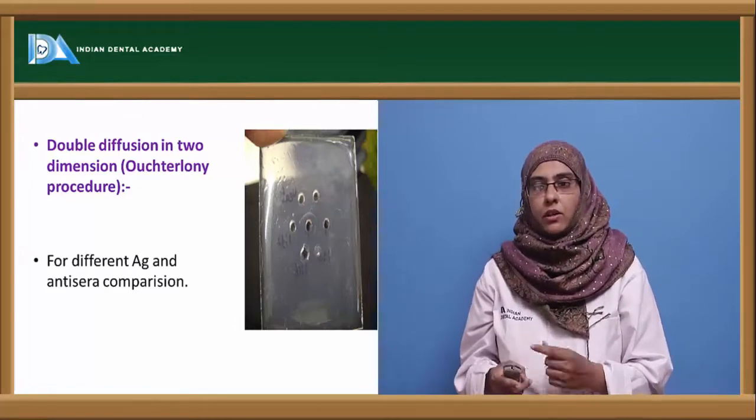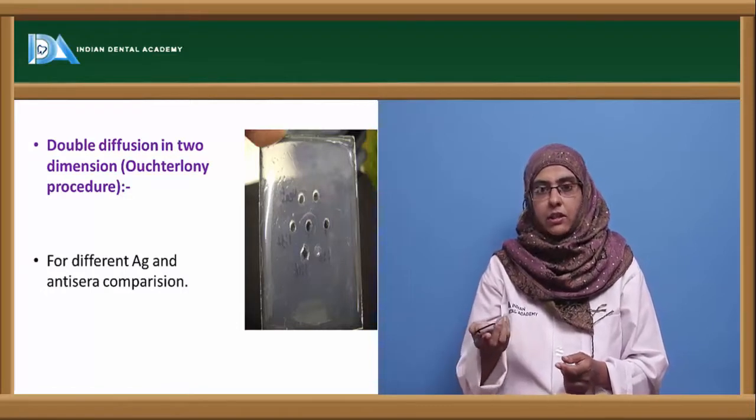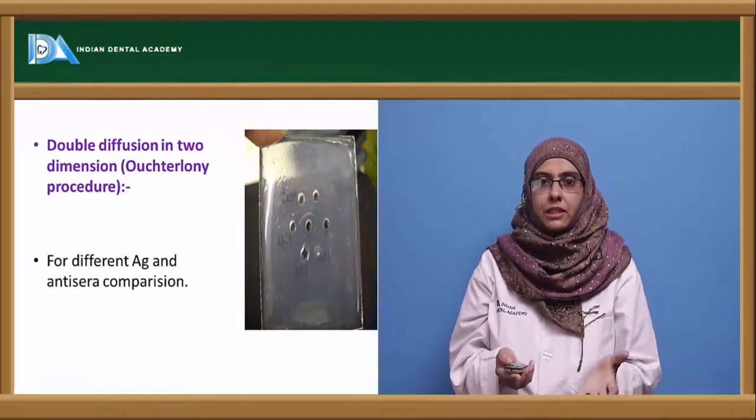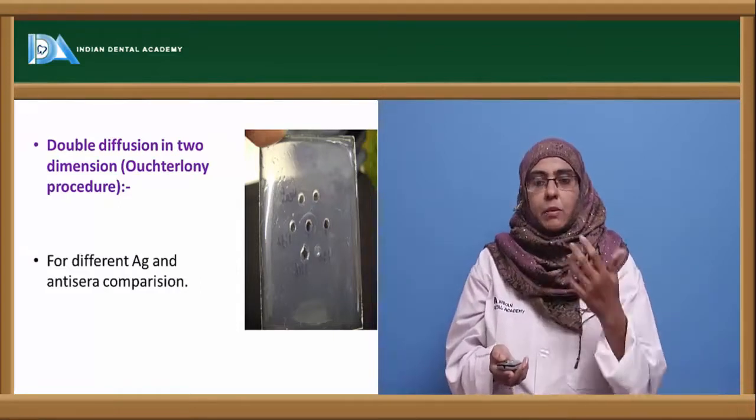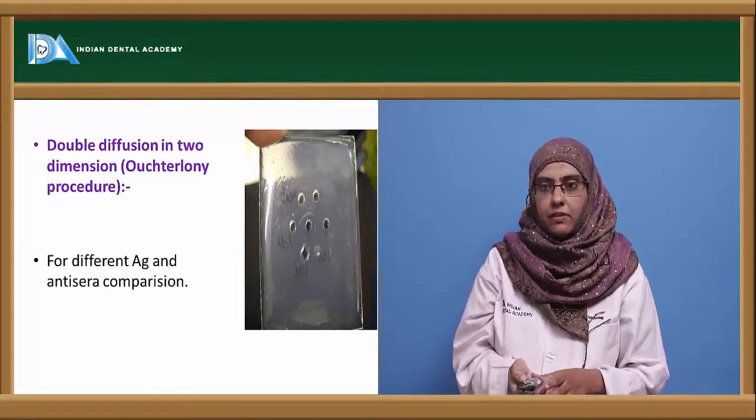Cross reaction can be seen as a spur formation. So this Ouchterlony double diffusion is used for multiple tests, that is, on a single slide you can see multiple interactions taking place between a single antibody and different types of antigen.